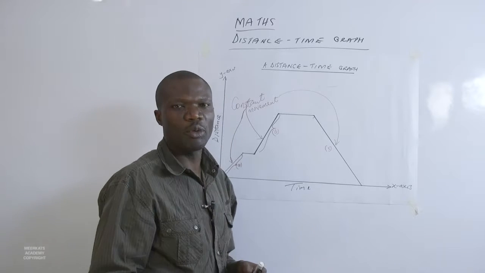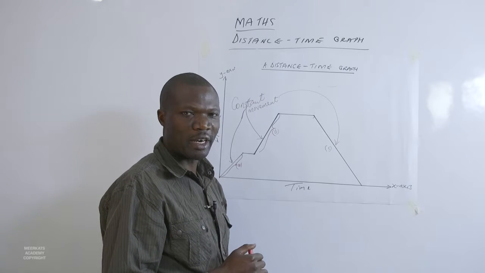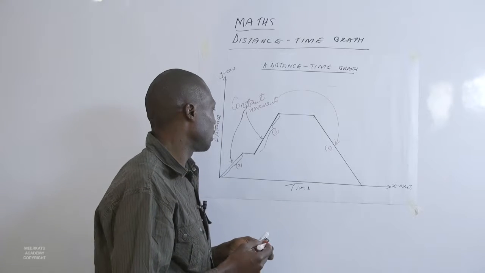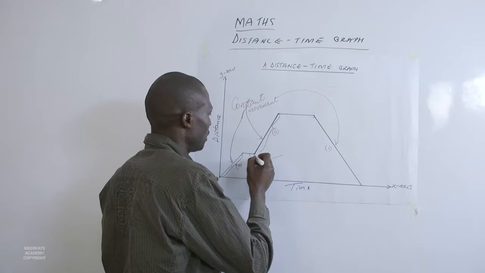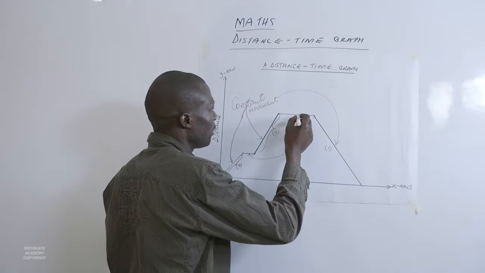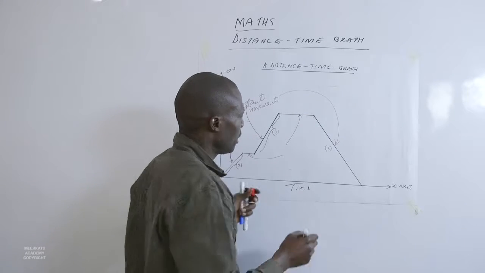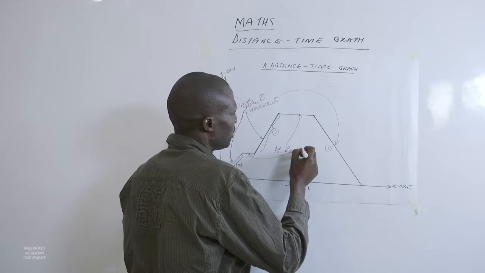Then there is a point where our graph is horizontal. It is parallel to the x-axis. At this point, we have two areas. We have this one here, and we have this one up here. These points here is the situation when the body is at rest.